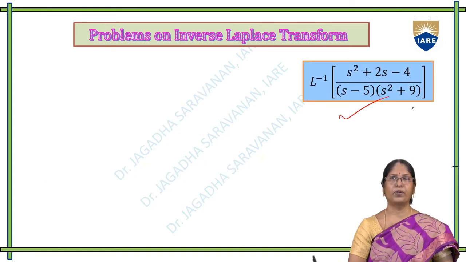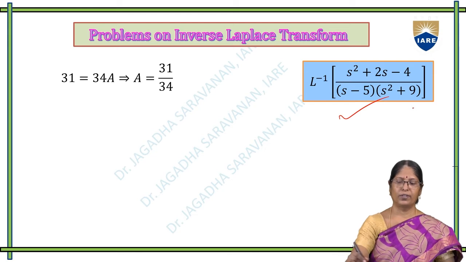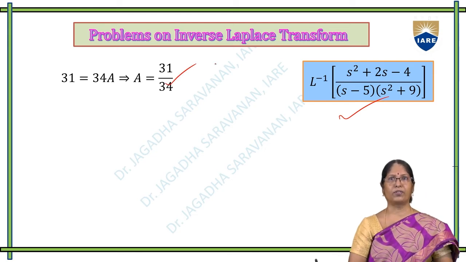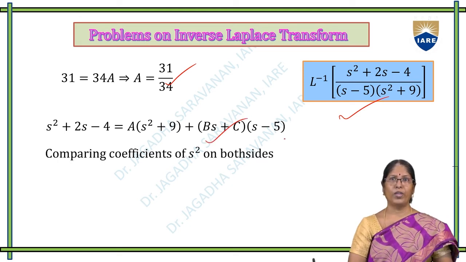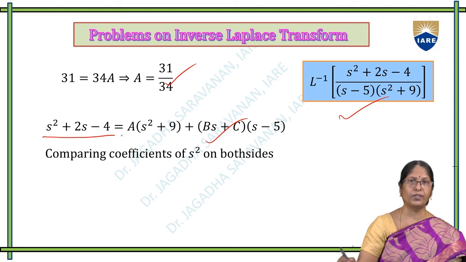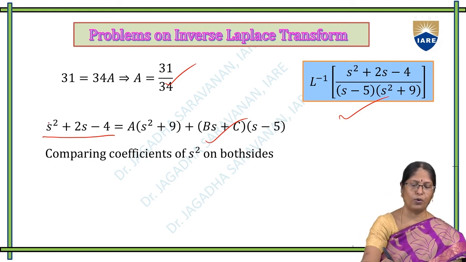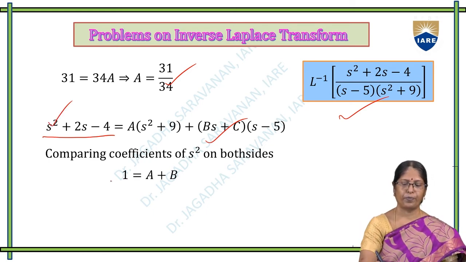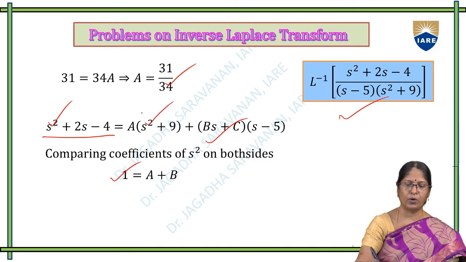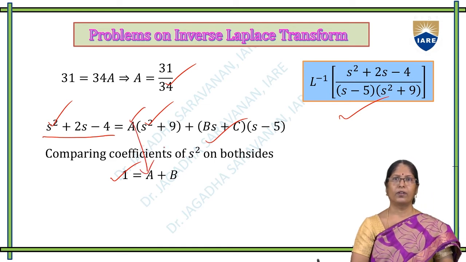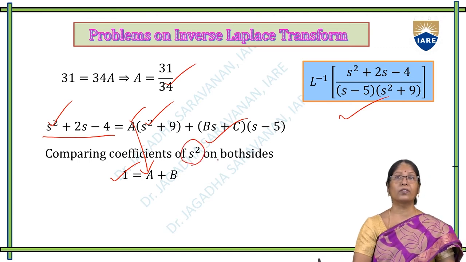So the question is kept in every slide. This is the last step of the previous slide. Now here we will substitute. We are comparing the coefficients of s square on both sides. On the left side we are noticing s square, the coefficient is 1. Coming to the right hand side, the s square coefficient is A. So this 9 is only a constant. We are concentrating on s square.